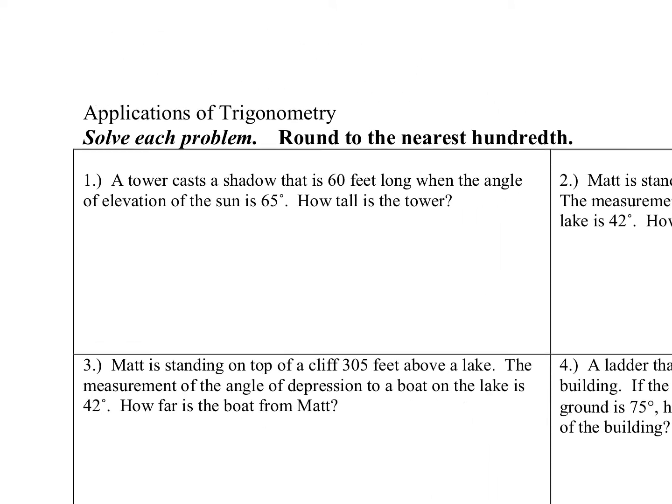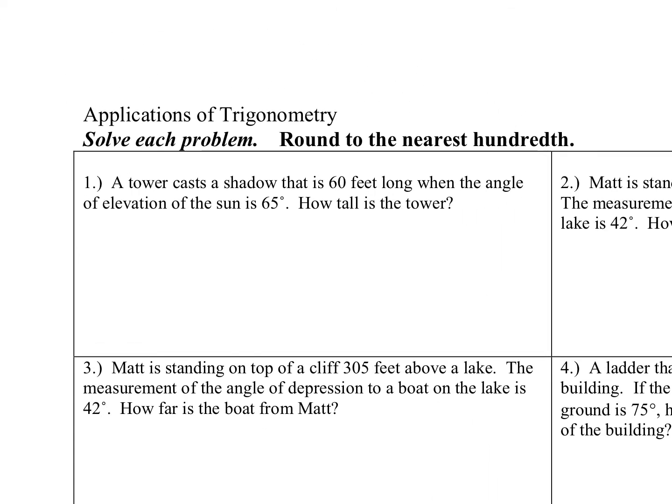All right, so let's take a look at number 1. A tower casts a shadow that is 60 feet long when the angle of elevation of the sun is 65 degrees. How tall is the tower? So we need to draw our tower, and it casts a shadow, which would be on the ground, and the shadow is 60 feet long. The angle of elevation of the sun is 65. So here we'd have 65 degrees. We need to find how tall the tower is, so this would be x.